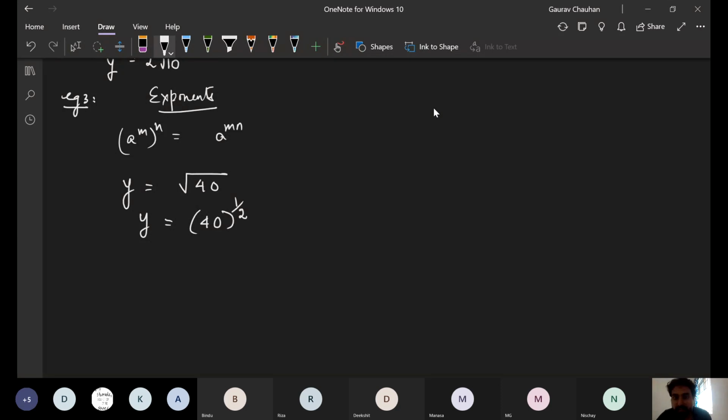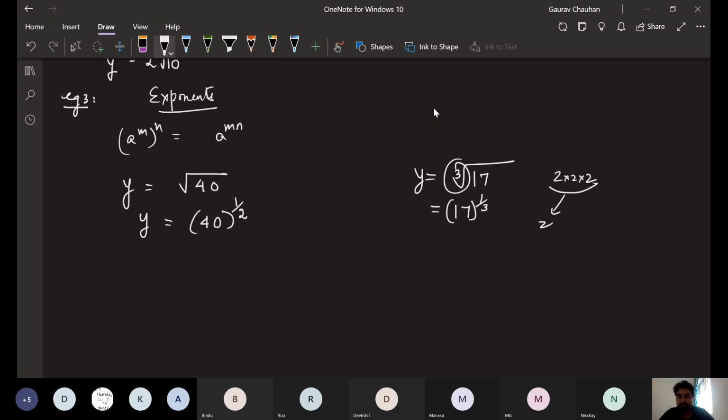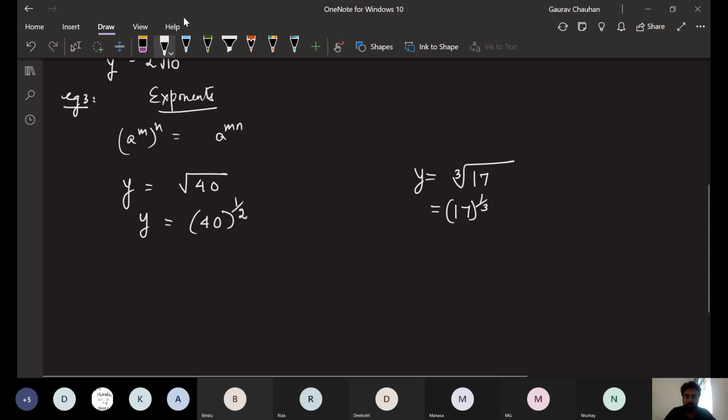Just like that, suppose I have y is equal to cube root of, let's take 17. What it actually means is 17 raised to the power 1 by 3. It's a fractional power. Whichever root you're taking, suppose in prime factorization 2 into 2 into 2, you will have to take outside, then 2 will come if you take cube root. Just reminding you of that. In square root we don't write 2 here. It's understood when nothing is written at the square root.